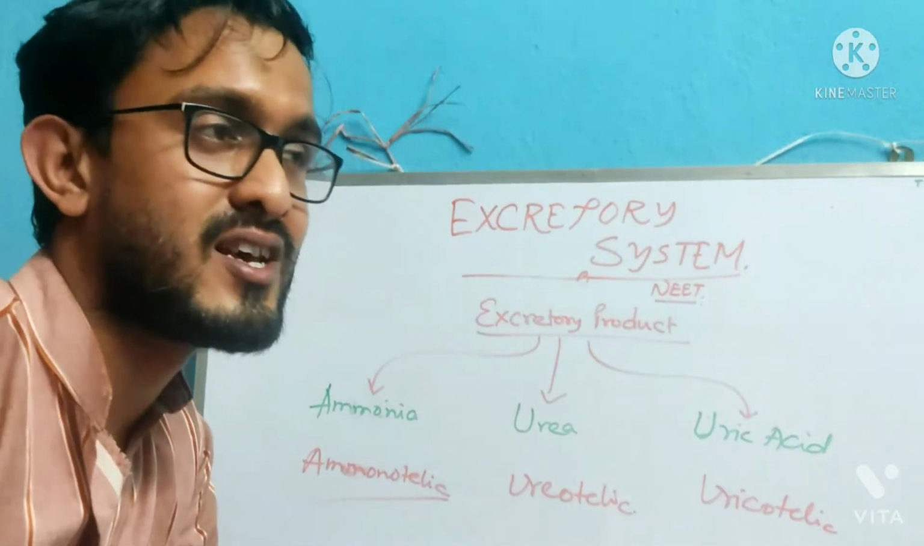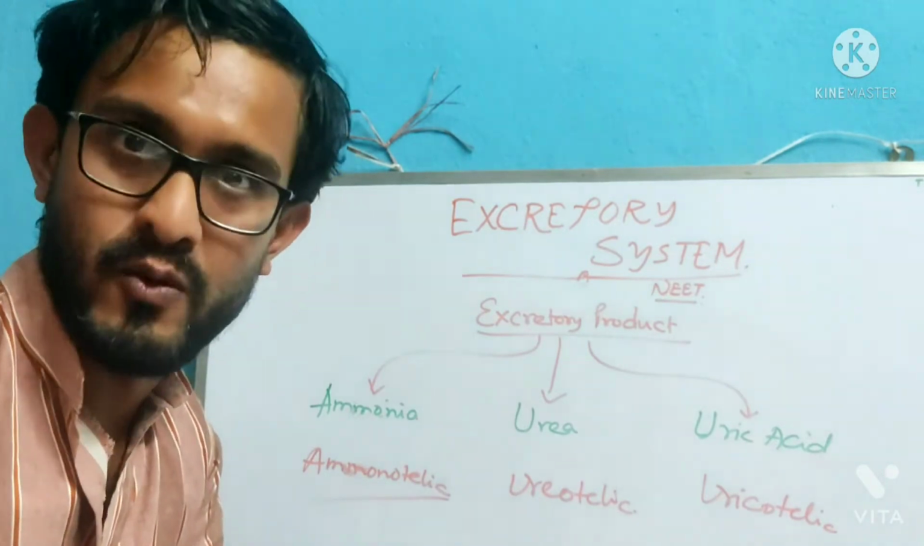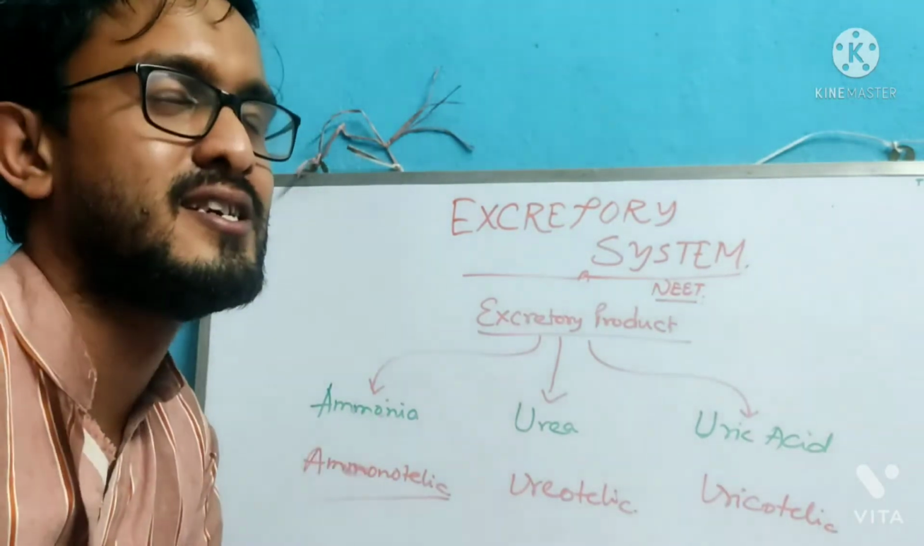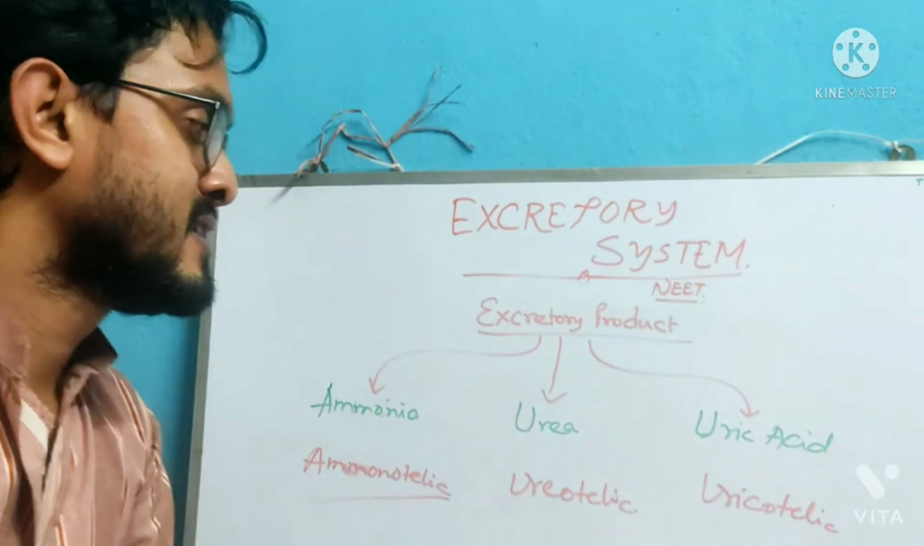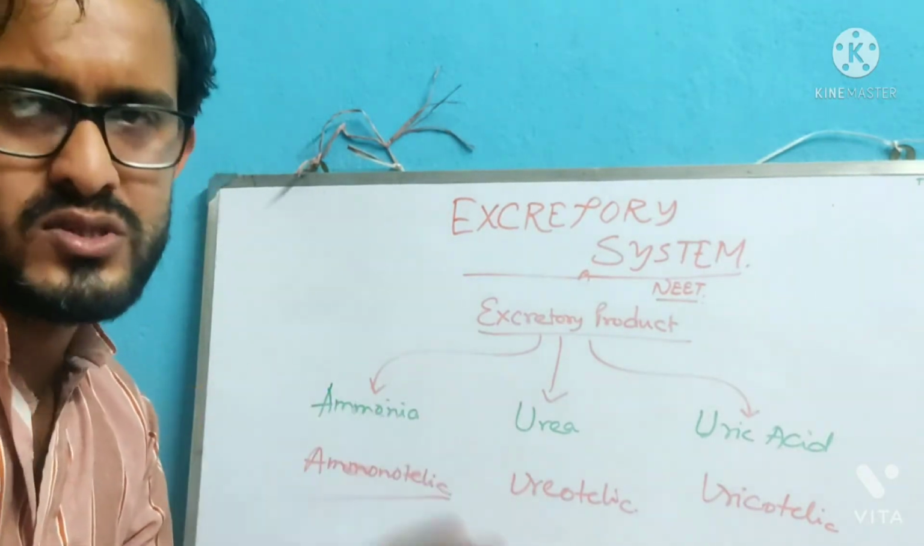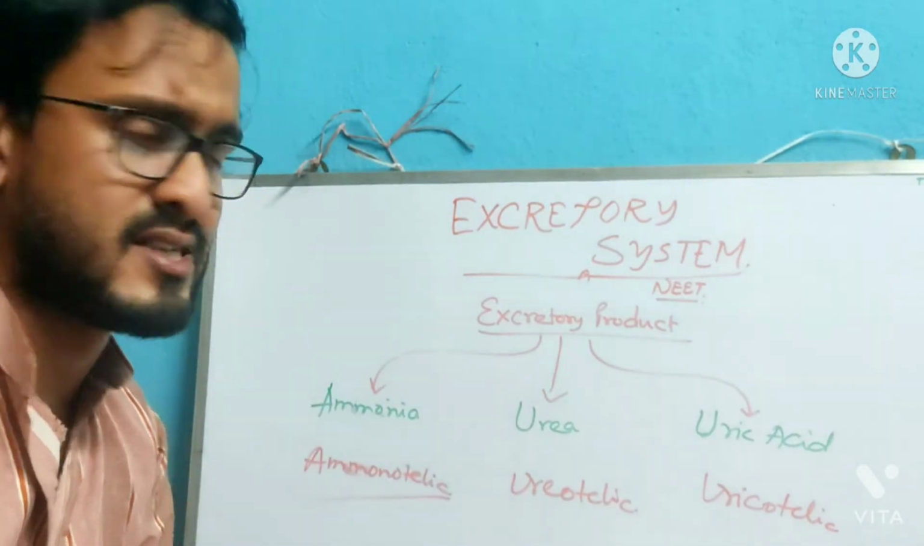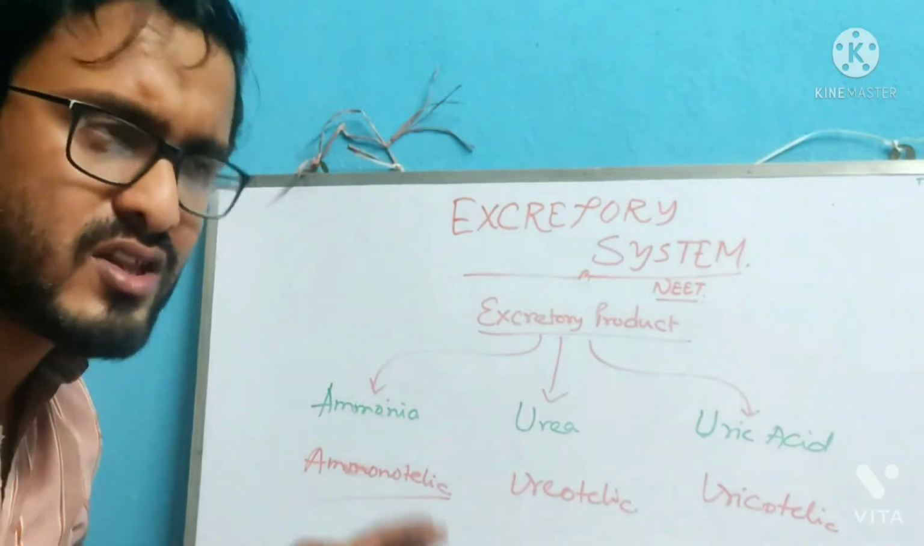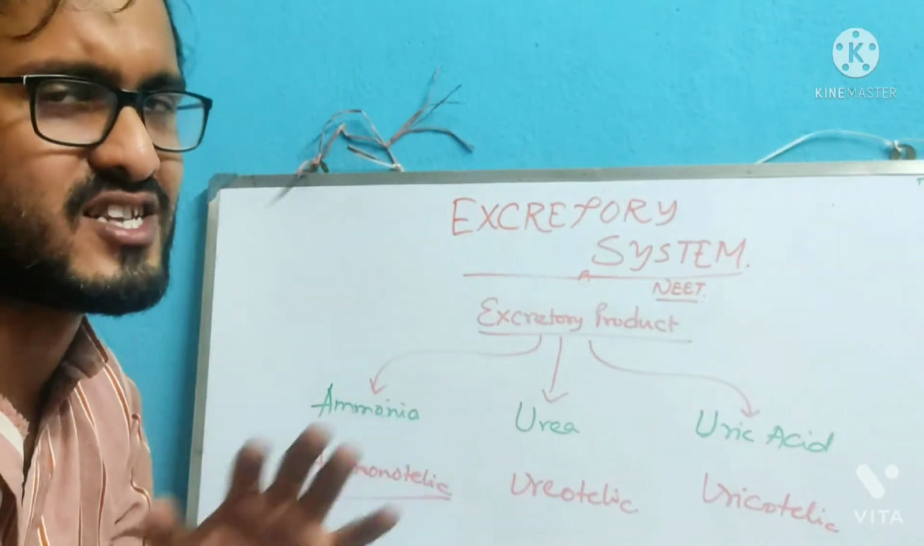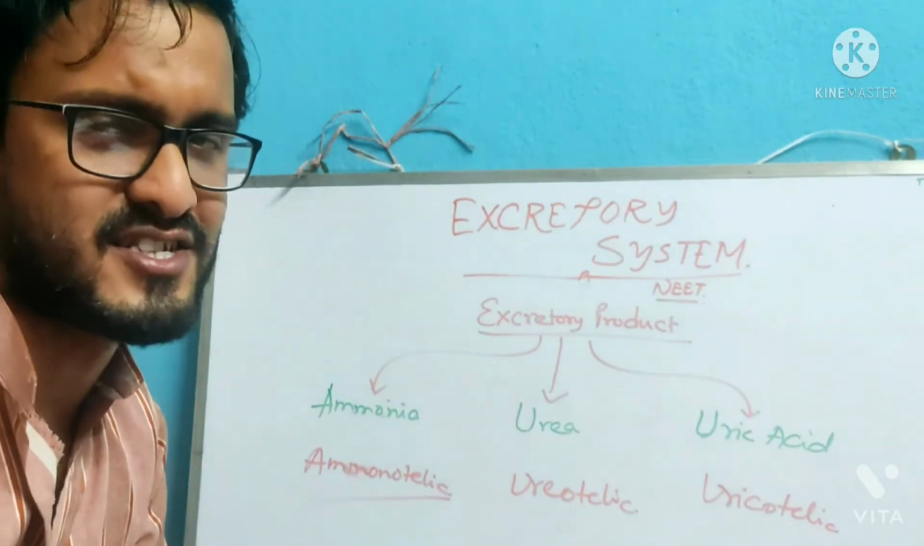Now this one thing I will give you as homework. Comment on my channel whether all those fishes are ammonotelic, or whether the two different groups, that is the conic fish and ostrich fish, have different excretory material.